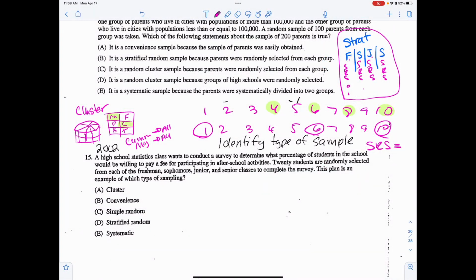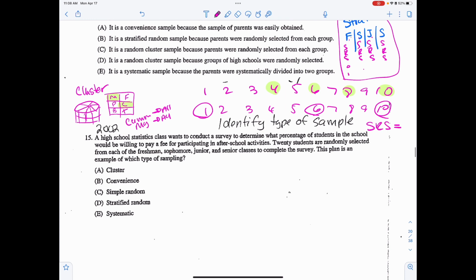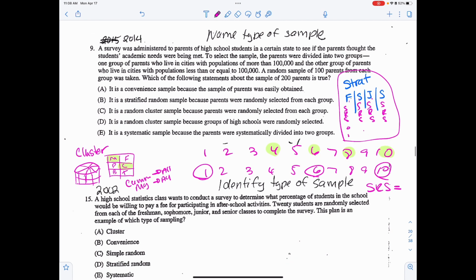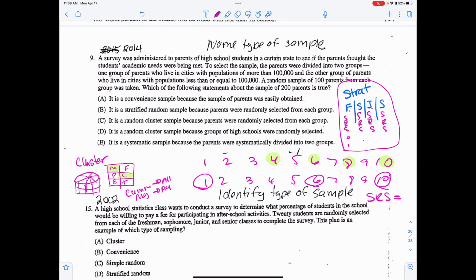To number 15 here, for identifying the type of sample, so just kind of talk through the different types of sample. I didn't finish number 9, so let's finish number 9. It says a survey administered to parents of high school students in a certain state to see if parents thought academic needs were being met. To select the sample, the parents were divided.